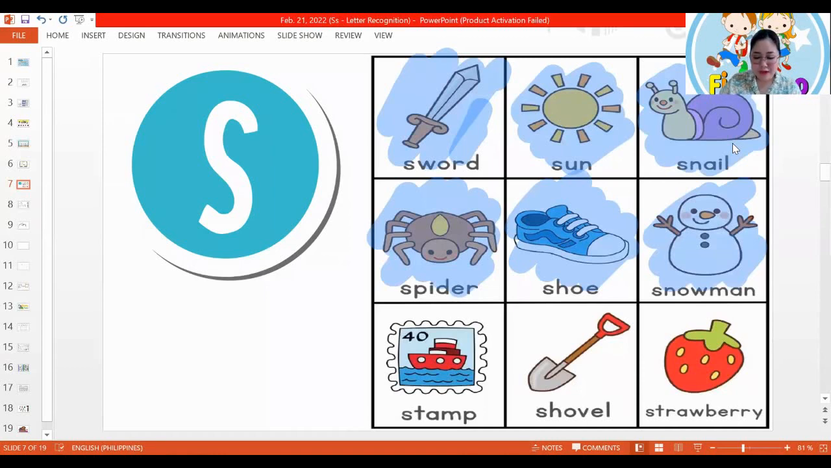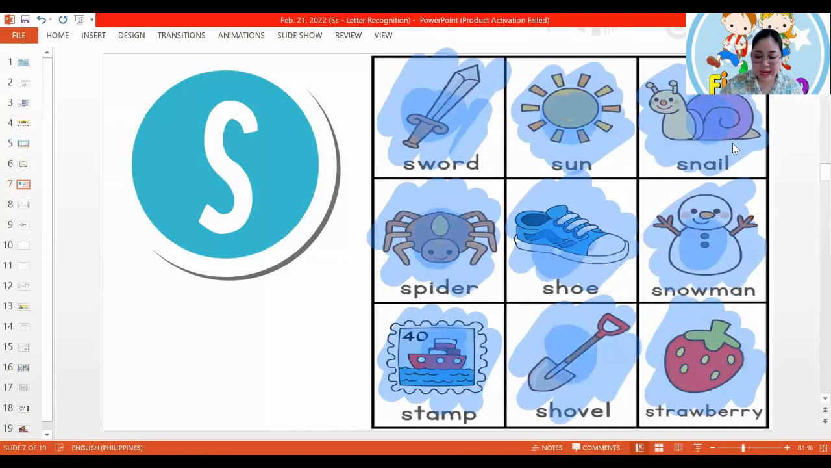We also have a stamp that we put on our letters before we mail them. We also have a shovel to make a big hole. And we also have a fruit that is a strawberry that starts with the letter S. So we have 1, 2, 3, 4, 5, 6, 7, 8, 9. 9 pictures that start with the letter S.